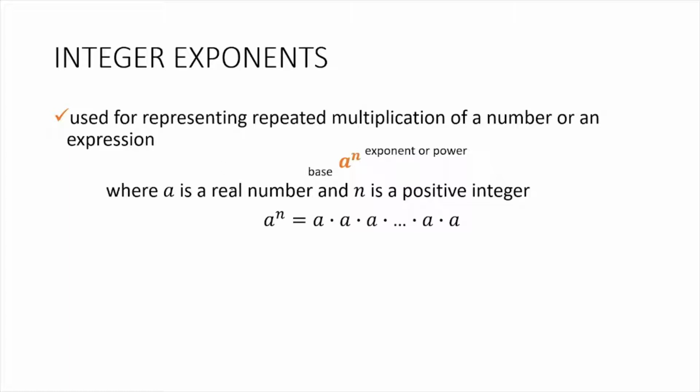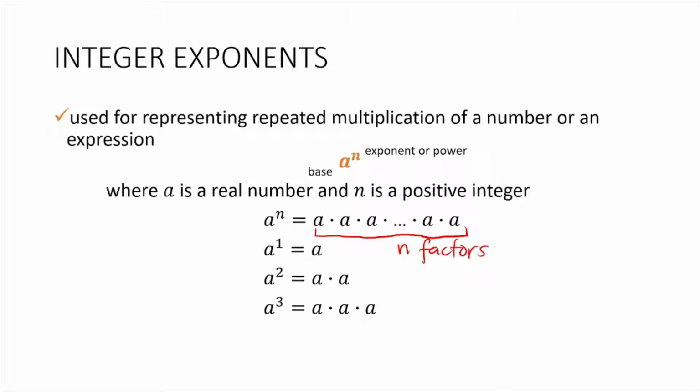So here we have n factors. We just count the number of factors, and that's the exponent. For instance, a raised to the power of 1 would be a single a as a factor. If we say a raised to the power of 2, or a squared, then that would be 2 a's as factors, so a times a. If we have a to the third power, or a cubed, that would be 3 a's as factors, so a times a times a. And a raised to the fourth power would be 4 a's as factors, so a times a times a times a, and so on and so forth.